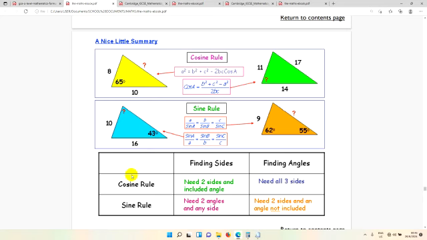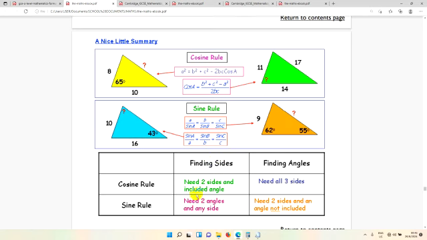Right, so for us to apply the sine rule, we need two angles and any side. It could actually be this one, or this one. That is what we need to apply the sine rule to find the missing side.